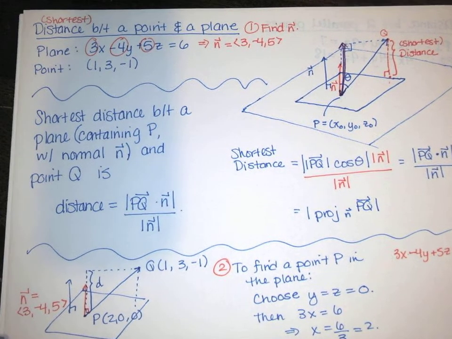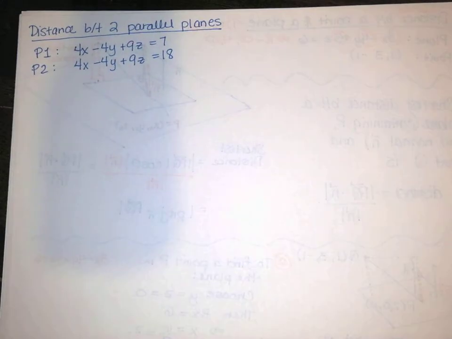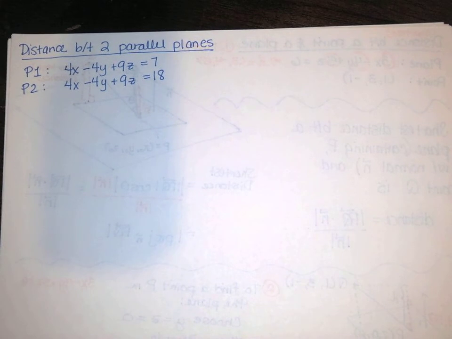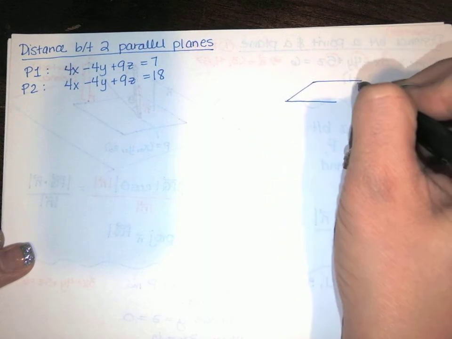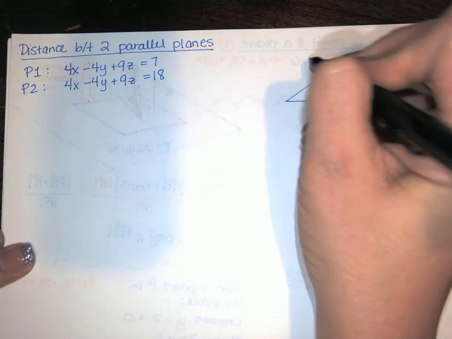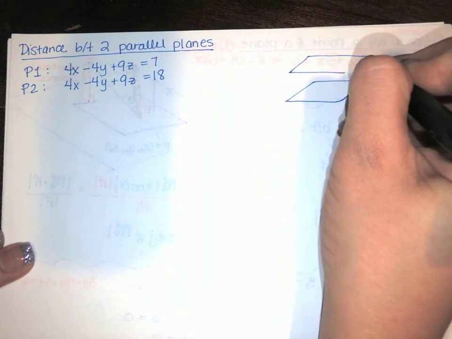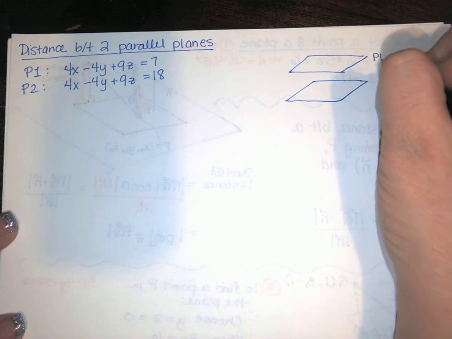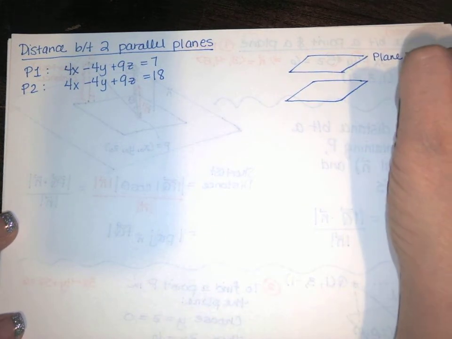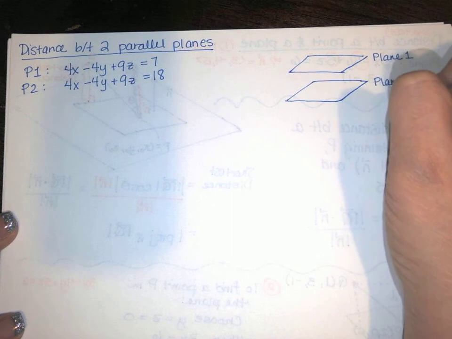We're going to do one more. It says find the distance between the two parallel planes. Actually, this is pretty much the same thing. Now, first we need to confirm that they're parallel. I've got some plane down here and another plane up here. I'm not really sure which one is which, so I'm just going to call this plane 1 and this one plane 2.